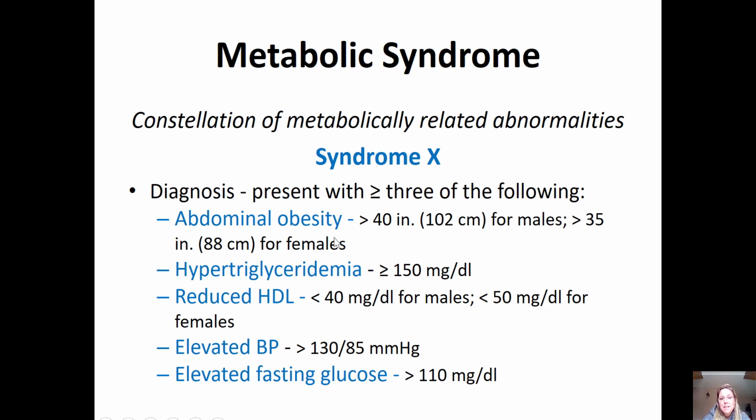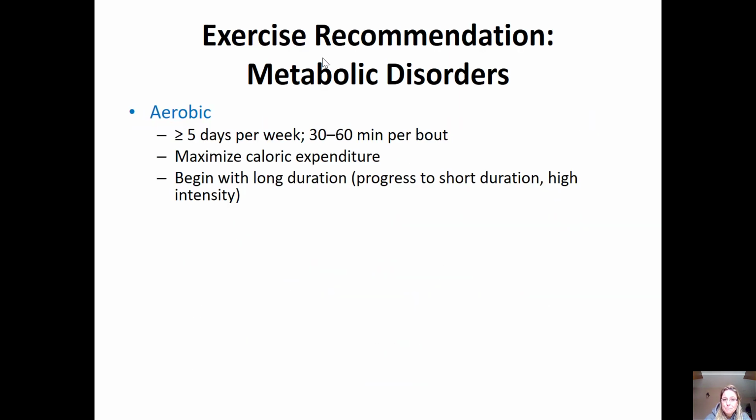So the first metabolic abnormality is having a high waist circumference. So for males, it's over 40. For females, it's over 35. High triglycerides, anything over 150 milligrams per deciliter. Having a low HDL, so below 40 for males and below 50 for females. Having high blood pressure, at least above 130 over 85, and having an elevated FPG, fasting plasma glucose, of greater than 110. So if you have any 3 or more out of these 5 metabolic abnormalities, that person would be diagnosed as having metabolic syndrome, which, like I said, is a fast track to developing some pretty serious chronic diseases.